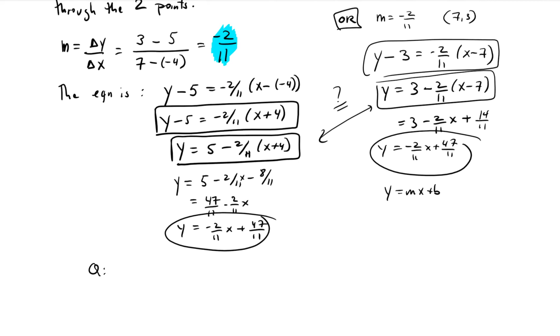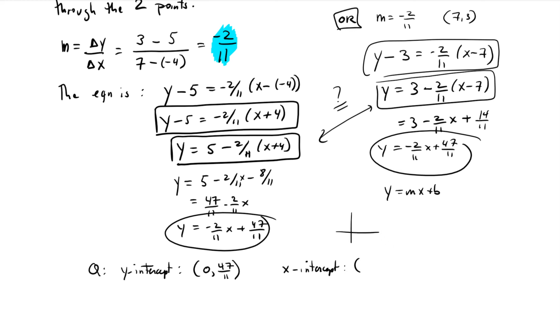Maybe a few questions here. What's the y-intercept here? That's pretty easy, right? Y-intercept is when x is 0. So the y value is 47 over 11. We got that. What's the x-intercept?